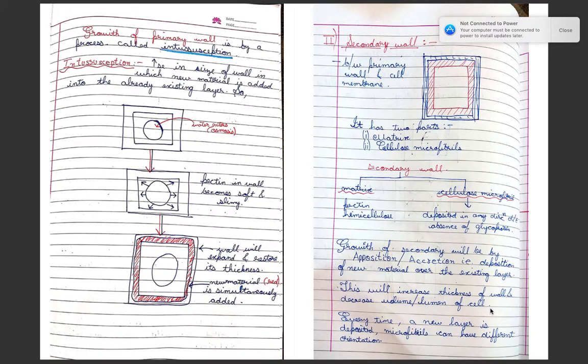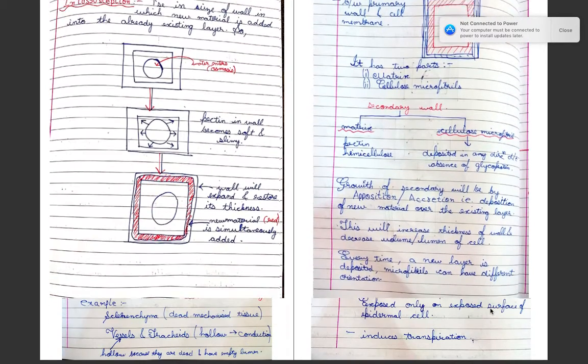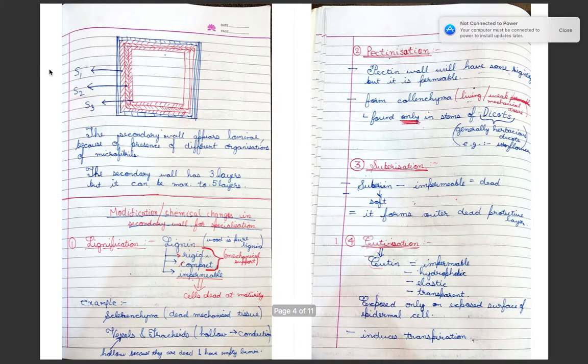Every time new layers are deposited, microfibrils can have different orientation, like this. In S1 it is like this, in S2 it is like this, and in S3 again it is like this. The secondary wall appears laminar, or divided, because of the presence of different organization of microfibrils. The secondary wall can have 3 to 5 layers, not more than 5 layers.